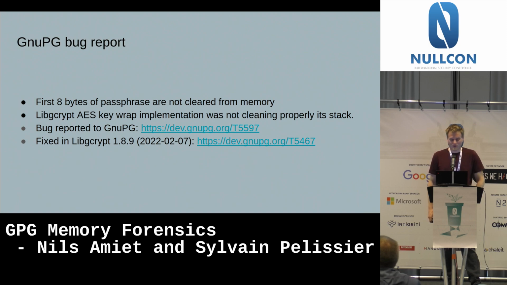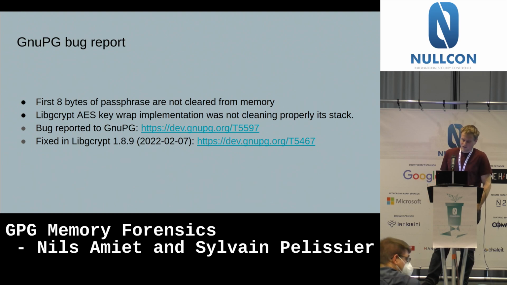It was a problem of Libgcrypt, which is the cryptography library for GPG. So we reported this bug to GnuPG. It was quickly fixed, and now if you are using the latest version of Libgcrypt, this problem is gone. The problem was that there is a mechanism to clean sensitive data from memory, but one temporary variable containing the last decryption of AES was not properly cleaned, so it contained the IV and the first 8 bytes of the passphrase.